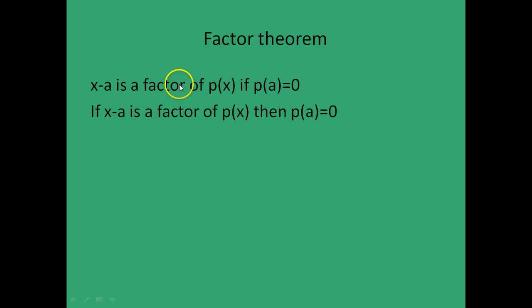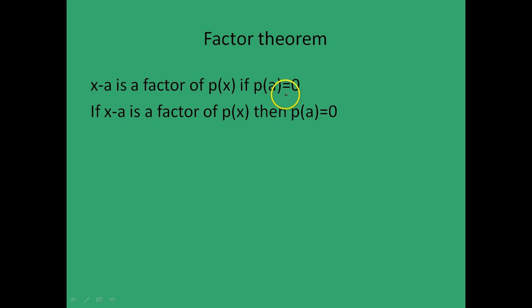That is, x minus a is a factor of p(x) if p(a) is equal to 0, and if x minus a is a factor of p(x), then p(a) is equal to 0. Note that these two are not alternate statements of the factor theorem. In fact, these two are converse statements of each other and together constitute the factor theorem. We can obviously see how this holds true.